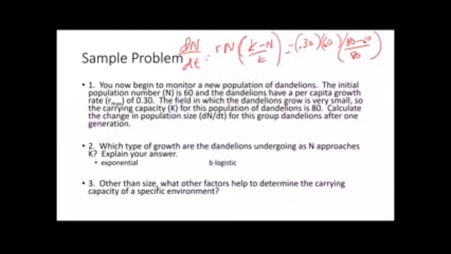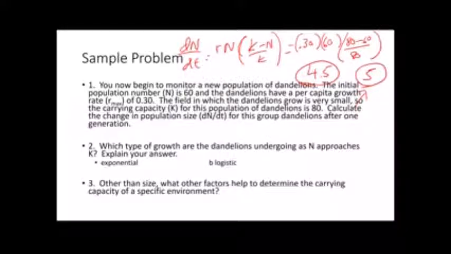So let's do the math. 0.3 times 60 times the quantity 80 minus 60 over 80. And what we end up with is 9. Let me correct myself there. If we redo the math here, 0.3 times 60 times the fraction 80 minus 60 over 80, that actually comes out to be 4.5. So let's round that off to 5. So during this 1 year time interval, our change in population number over time is 5. So we started with a population of 60. After 1 year, after 1 generation, we would have a population of 65.